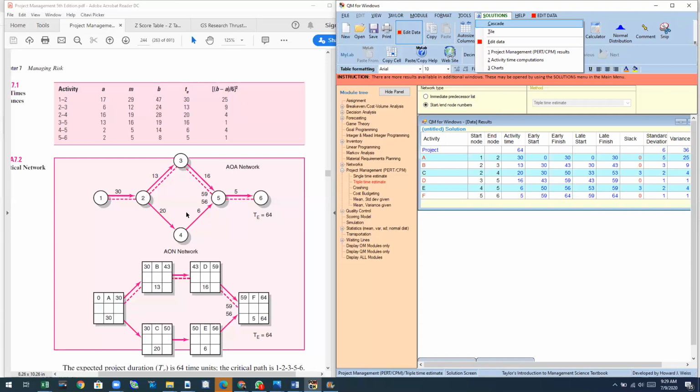So let's look at, first of all, the total estimated time is 64. See, project duration estimated to be 64. That's correct. Yeah, the total estimated time is about 64.